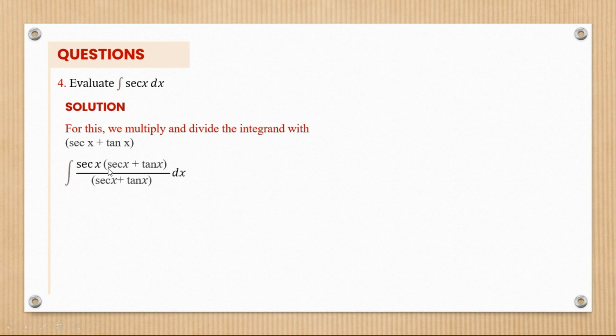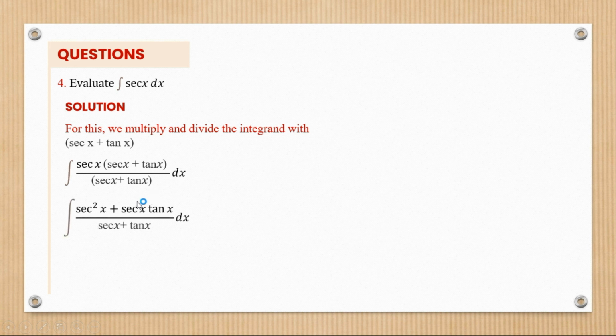So we've multiplied the integrand by sec x plus tan x at the numerator and at the denominator. So this is what we have right here. Now basically, because it's like this, we've not changed the meaning, because this and this can actually cancel and we'll be left with sec x. So we've not changed the meaning of the question. So this is actually okay.